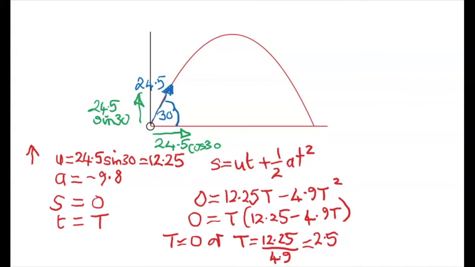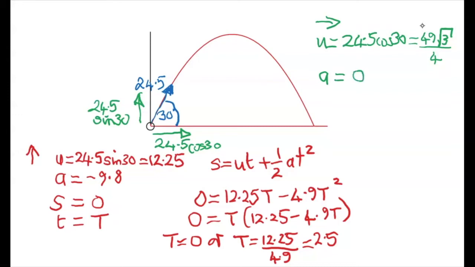So we must look at what happens horizontally. If we look at things horizontally, u is 24.5 cos 30, which is equal to 49 root 3 over 4. Acceleration is 0.